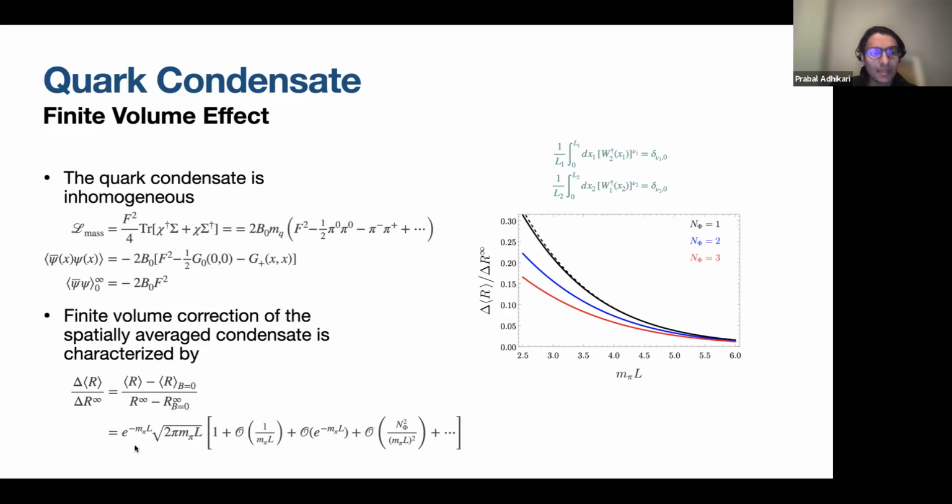If one looks at the detail, the behavior at asymptotically large boxes is an exponential times a power law, and the impact of flux is subleading. So basically, it gets washed out, which is consistent with what the plot is showing.